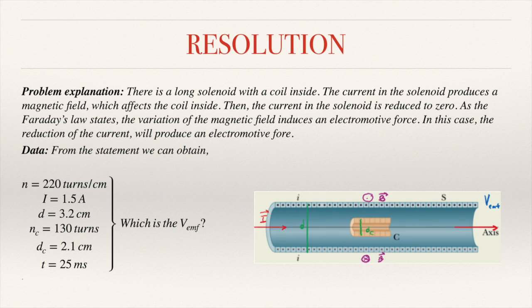As Faraday's law states, the variation of the magnetic field induces an electromotive force. In this case, the reduction of the current will produce an electromotive force. Here we can find all the data necessary, and they are asking us what the electromotive force produced is. Here we can also see a drawing that shows us what's going on in this problem. Now let's start solving this exercise.